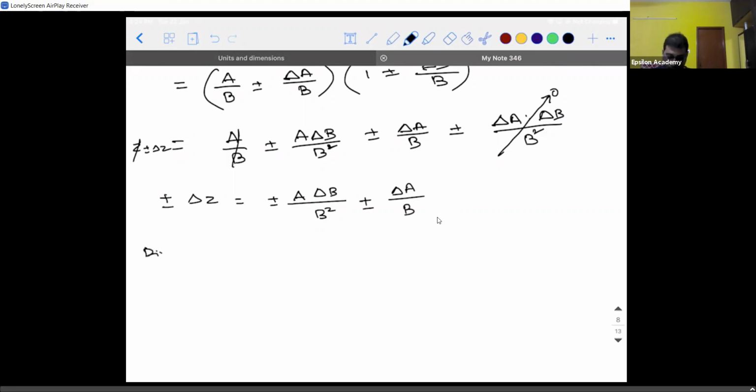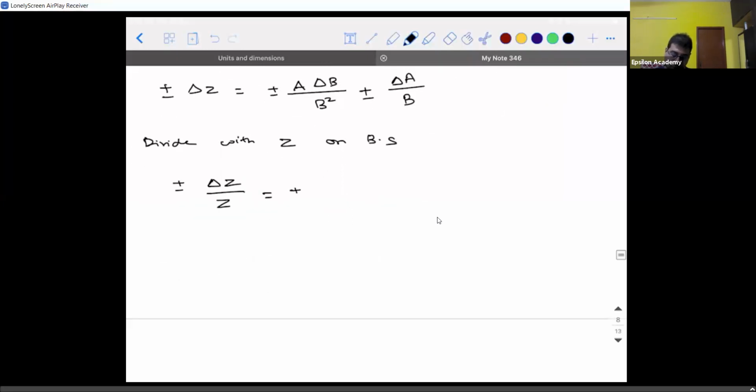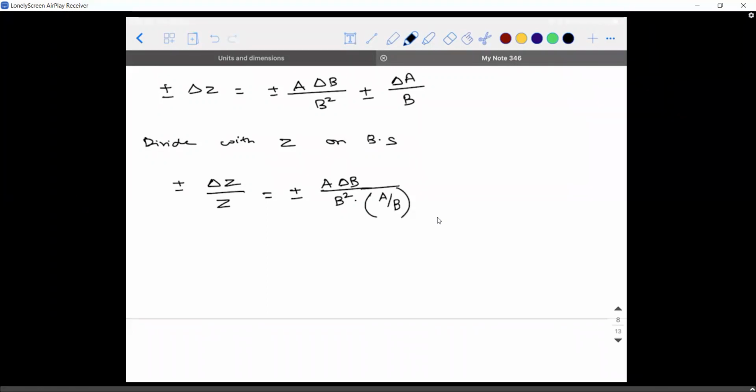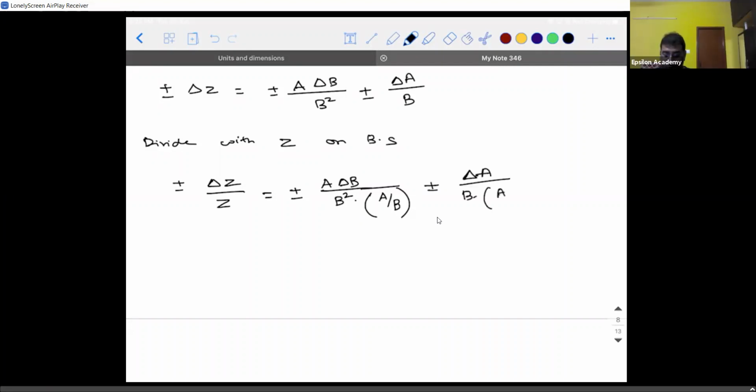Now, divide with Z on both sides. What will happen? Plus or minus delta Z divided by Z is equal to plus or minus A delta B divided by B square into, here in the place of Z, can I write it as A by B, guys? Did you understand? Yes, sir. What I did? Plus or minus delta A divided by B into, here also I can write it as A by B.